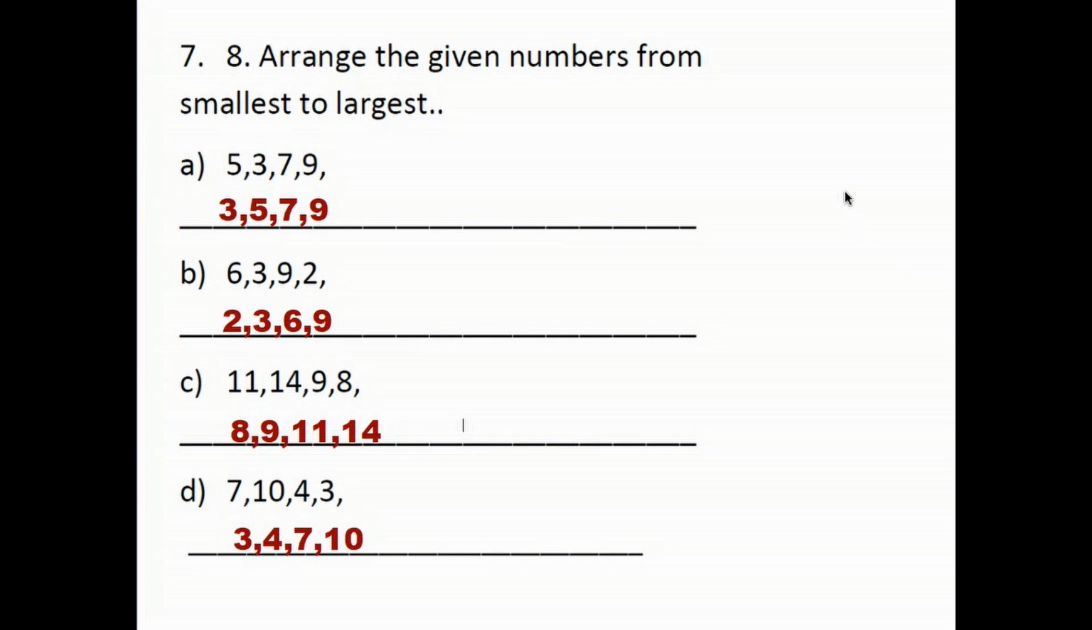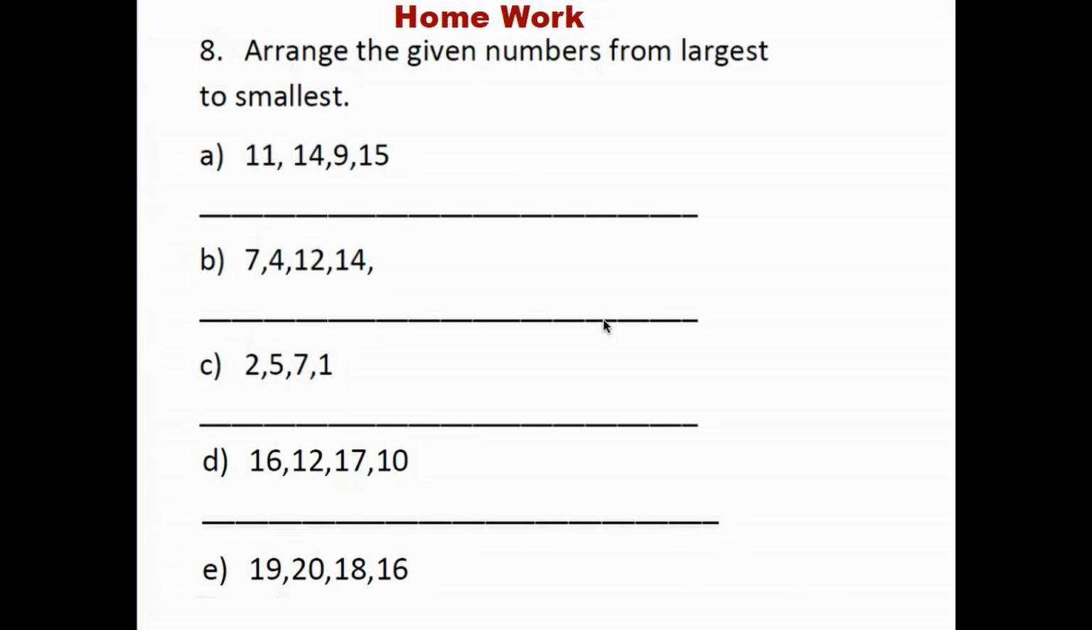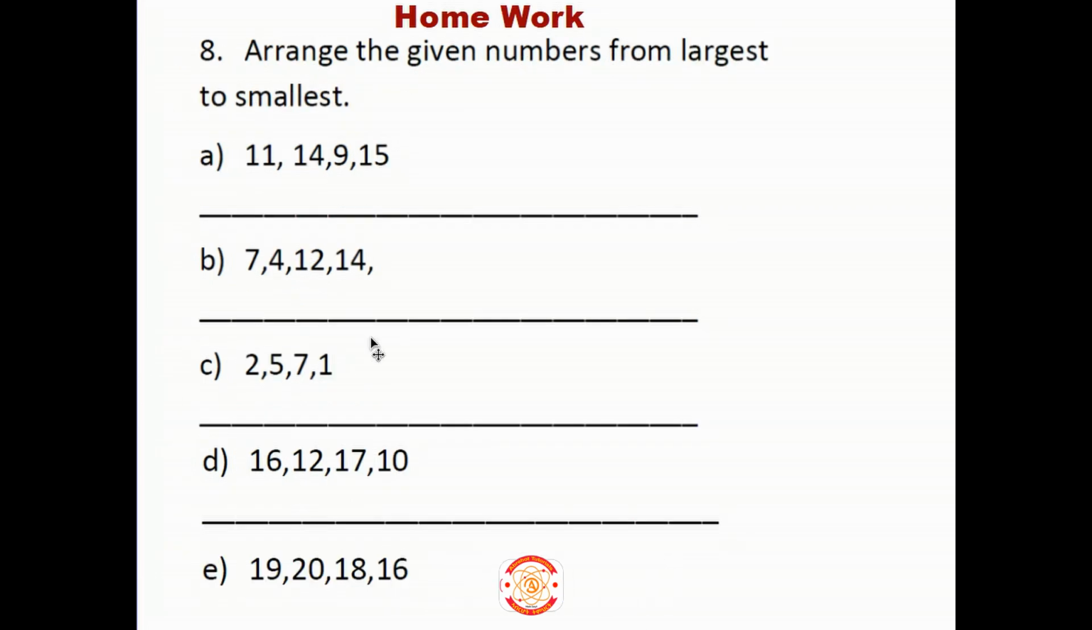After that, I'll give you one homework before we finish today's lesson. You have one extra exercise here to arrange the given numbers from the largest to the smallest. This one is arranging from the largest to the smallest, in descending order. The previous one was from the smallest to the largest, but this one is from the largest to the smallest, descending order. So this is your homework.